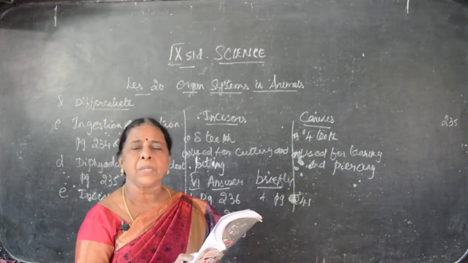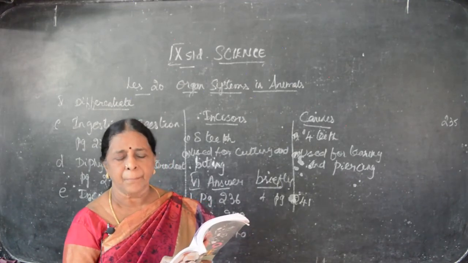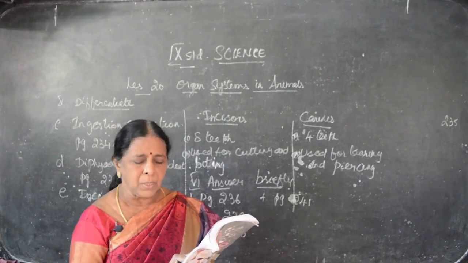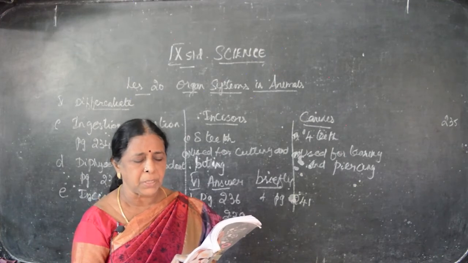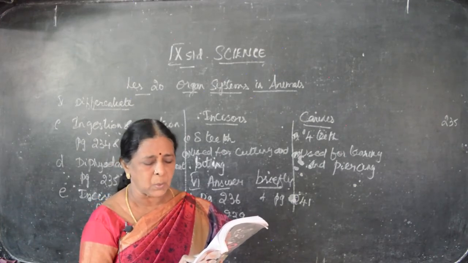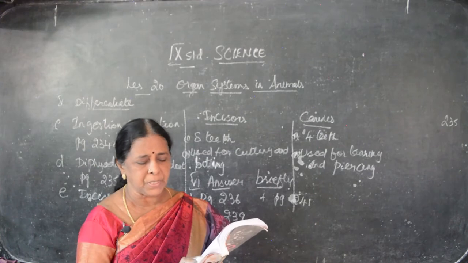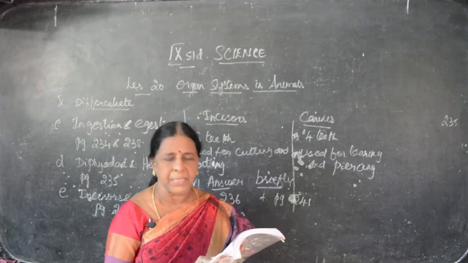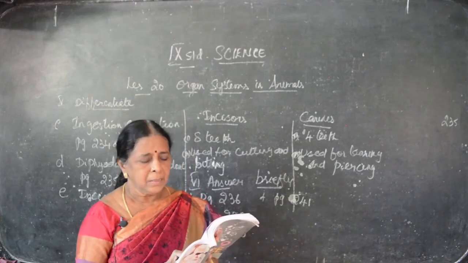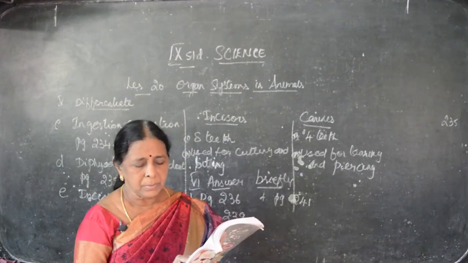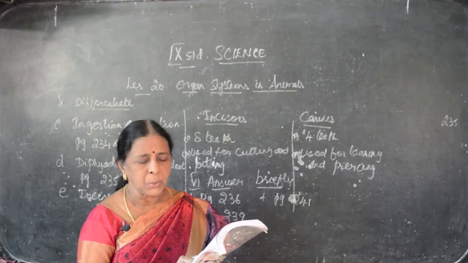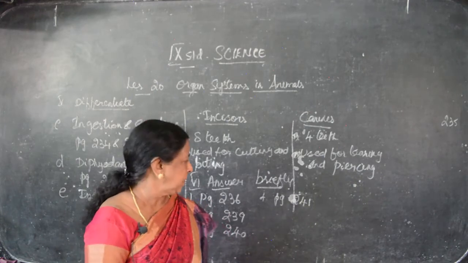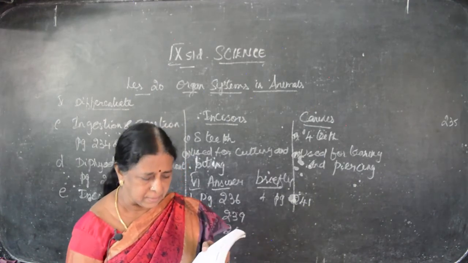When the urinary bladder is full. Did you find it? Fourth answer it is. When the urinary bladder is full, the urine is expelled out through the urethra. This process is called micturition. A healthy person excretes 1 to 2 liters of urine per day. Clear? Till that, finish marking. Shall I go for another answer?